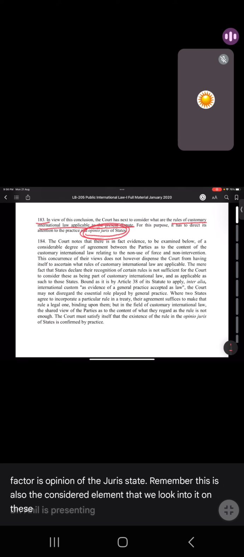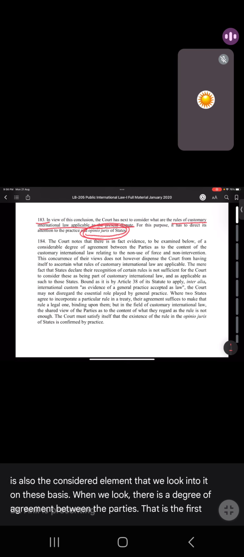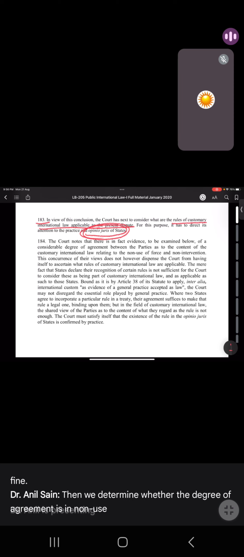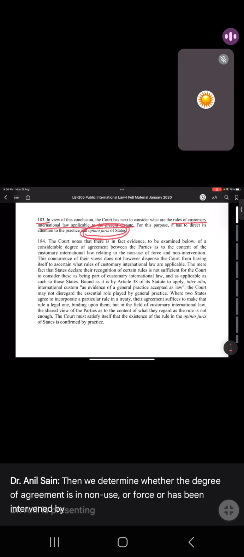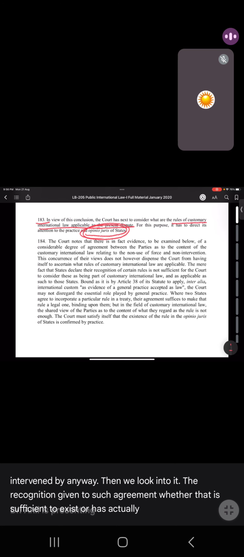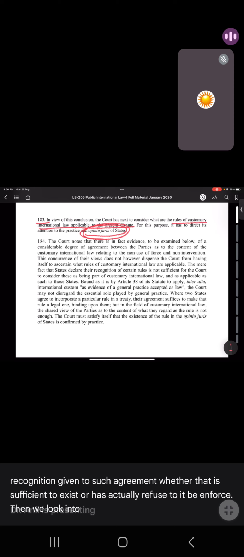On these bases, when we look, there is a degree of agreement between the parties. That is the first thing. Then we determine whether the degree of agreement is on non-use of force or has been intervened in any way. Then we look into the recognition given to such agreement, whether that is sufficient to exist or has actually been refused to be in force. Then we look into Article 38, what is the general practice of law which is to be looked into.